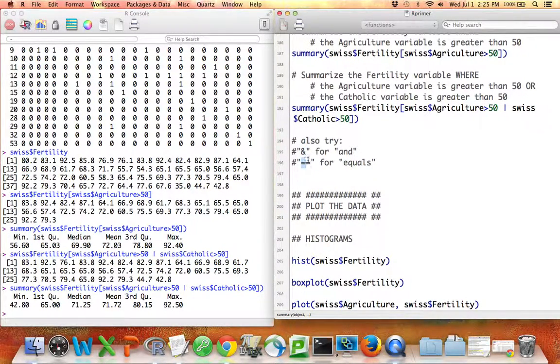There's another symbol that you can use. It's two equal signs. In other words, instead of asking whether agriculture is greater than 50, I could ask whether agriculture is equal to 50. And I would use two equal signs there rather than one, because if I use one equal sign, R thinks that we're setting something equal to something else. But what we're actually doing is just asking a question without trying to make any changes. So we would use the two equal signs there.